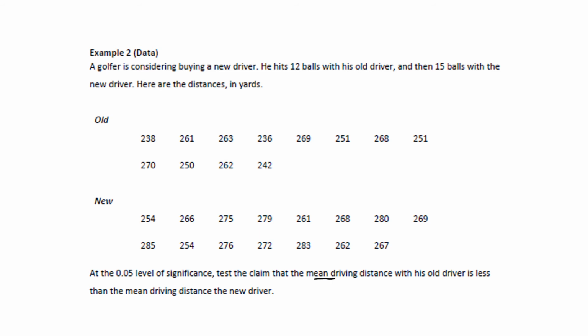So we're comparing the mean of one population with the old driver to the mean of another population with the new driver. Comparing two means in this fashion, this is a two-mean test. We have two sets of data here to work with. If we let population 1 be the distances with the old driver, we can then determine that the sign for H1 is going to be less than, because the claim is that the mean distance with the old driver is less than the mean with the new driver.